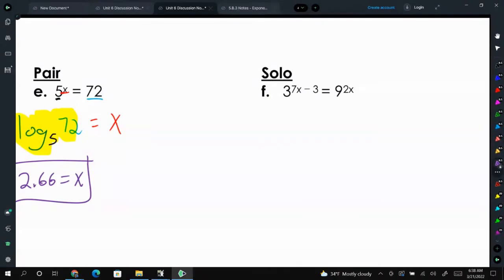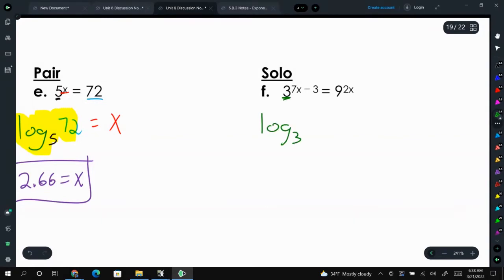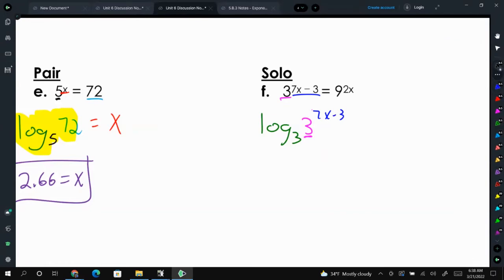So I'm going to take the log of both sides, and it could be any log. It could be log base 3, it could be log base 9, it could be log base 10. So I'm going to do log base 3, and the reason why is because I have a 3 right here, raised to the 7x minus 3 power. Because I can't take the log of 3 on the left side and the log of 9 on the other side. So I just pick 1, because that will then allow me to cancel at least one side.